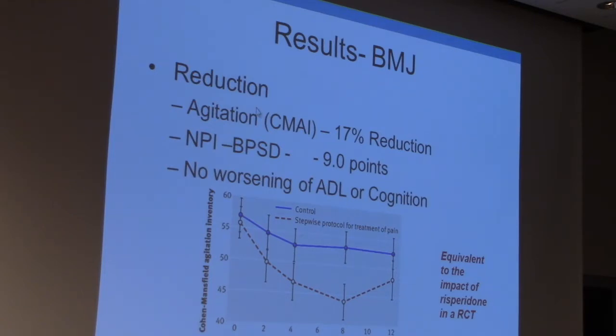And the treatment effect size was the same as the CAT study for risperidone versus placebo for treating people with dementia and agitation and psychotic symptoms. So it had the same benefit as risperidone without the side effects.